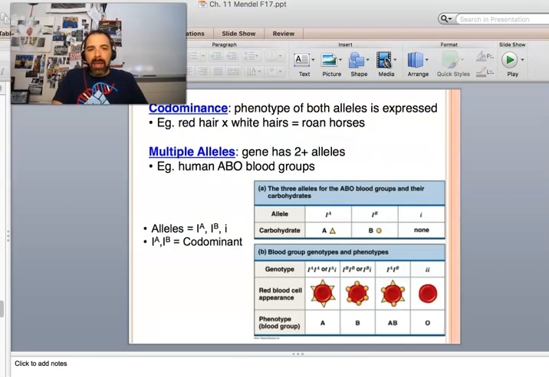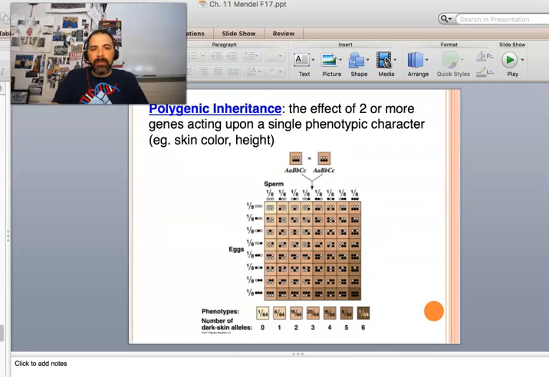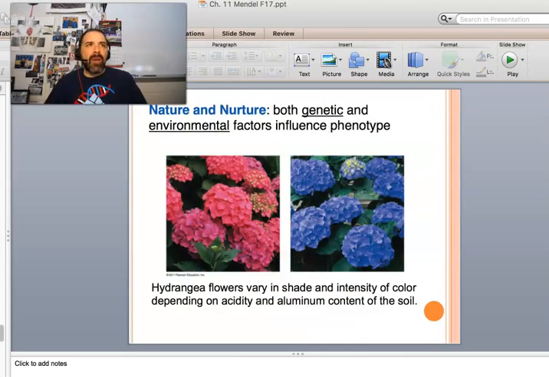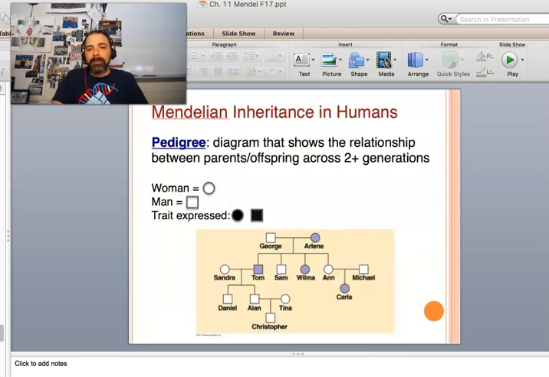Codominance, blood type. Blood type is probably better for multiple alleles. And then codominance is where they're both expressed. And then polygenic, things like skin color. Then we got to talk about environmental effects. So nature versus nurture, both genetic and environmental factors influence phenotypes. So in hydrangeas, the shade intensity of color depends on the acidity and aluminum content of the soil. That would not necessarily be directly linked to a genetic factor, but that would be environmental.